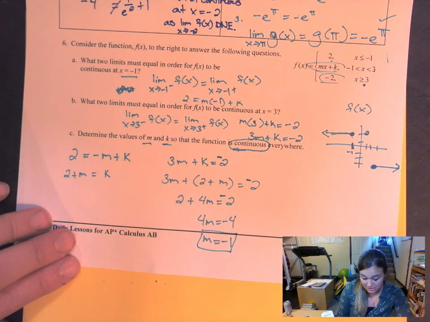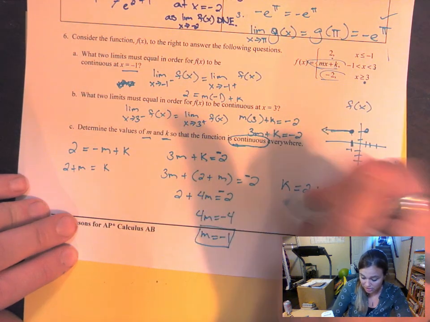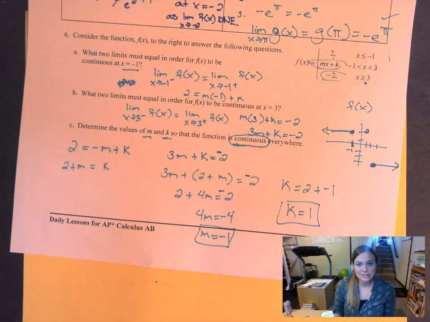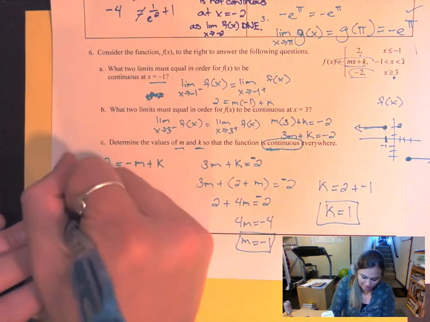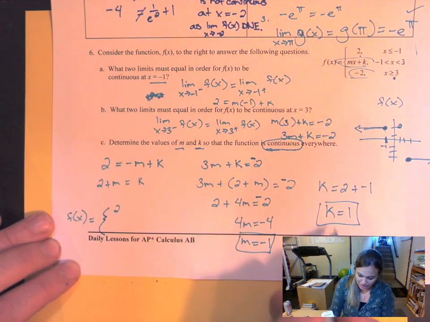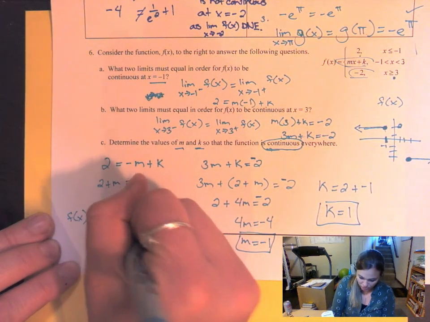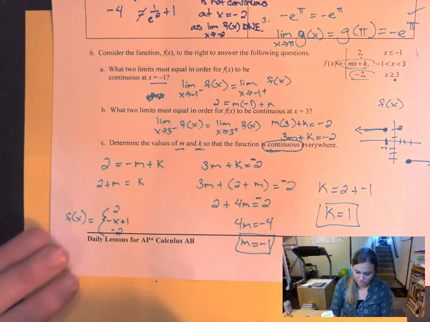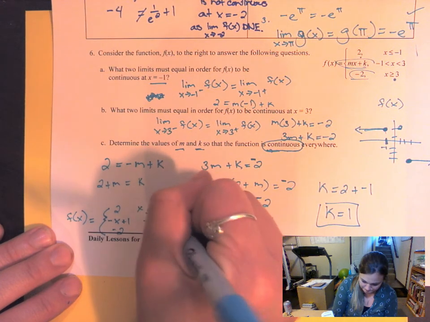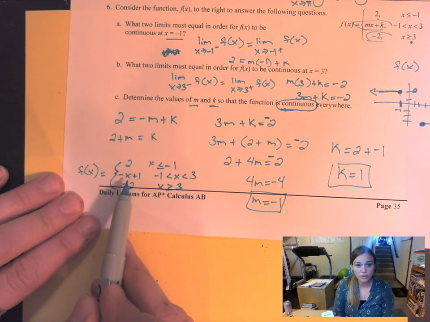But I can't stop there because I need a k. But I know k is just equal to 2 plus m, which I know is negative 1. K is equal to 1. So the way that you're going to check to make sure this is actually the case is if I set up f of x, I've got this function, I've got 2, and instead of mx plus k, if I put in negative x plus 1 and negative 2, if I still did the same piecewise function, if I substitute in negative 1 here and here, would I get the same answer?